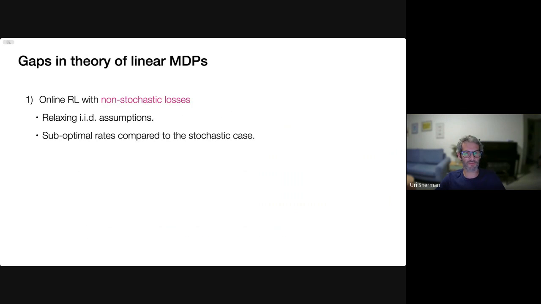So the gaps in the theory of linear MDPs, which we try to address in the paper, is first doing online reinforcement learning, that is regret minimization with non-stochastic losses. This is motivated by trying to learn in a more complex setup, relaxing IID assumptions, and by the fact that in the stochastic case, we do have online guarantees that are optimal.